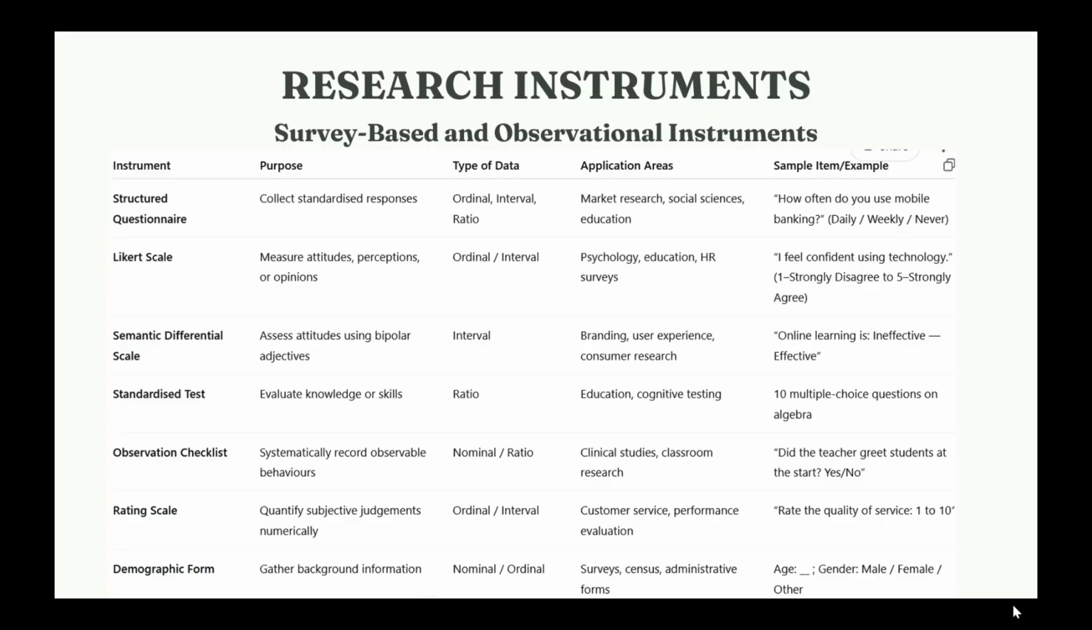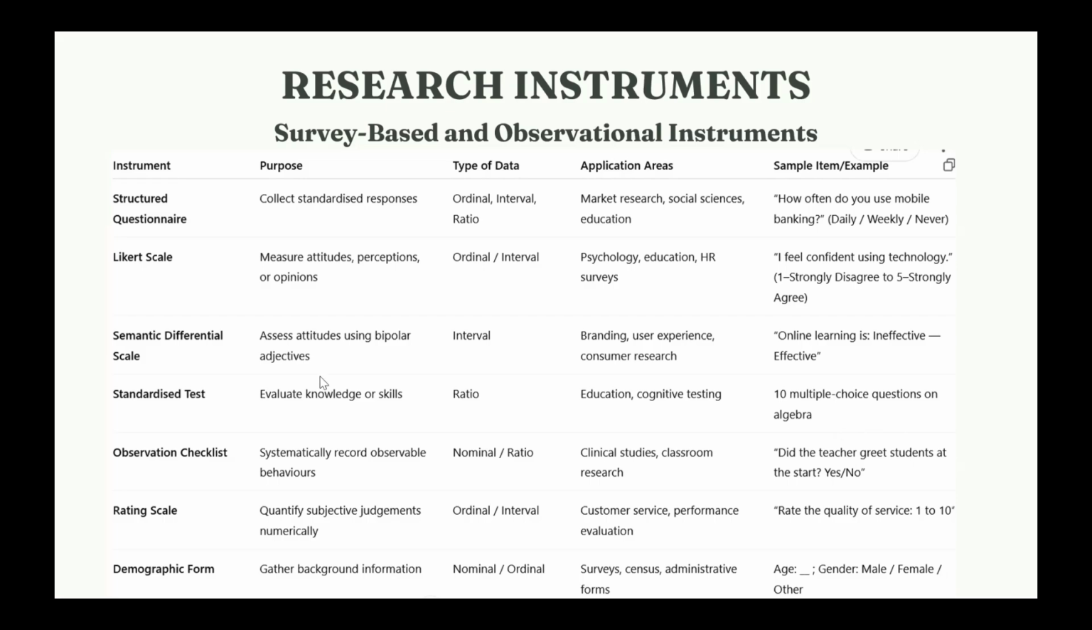It's interval. And then the other one here is a standardized test to evaluate knowledge or skills. An example where I use this is within the educational sector. You want to do cognitive testing, maybe an IQ test. Then you have 10 multiple choice questions on algebra, and maybe you want to see the fastest. So this kind of scale is ratio.